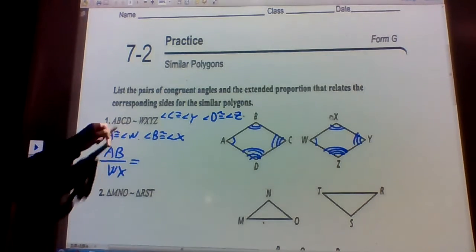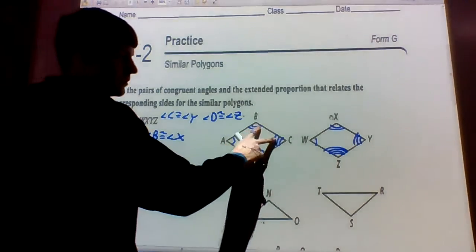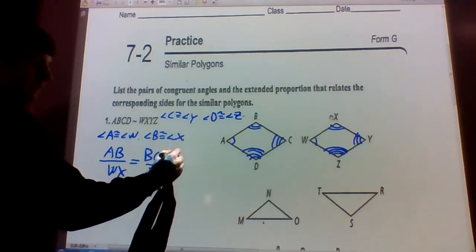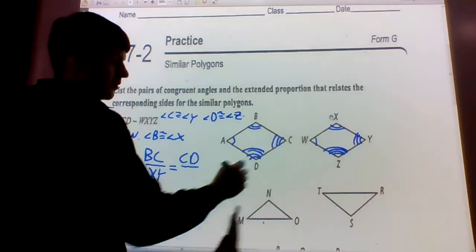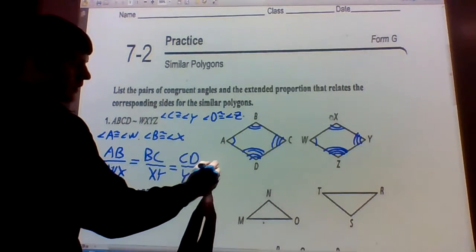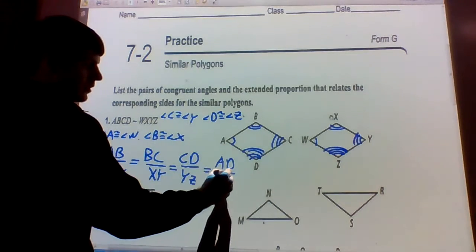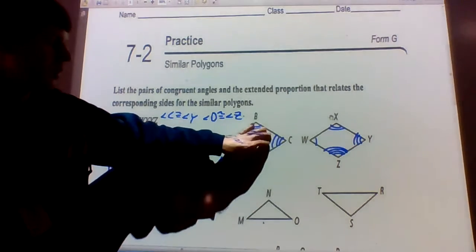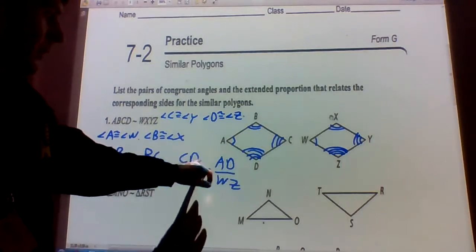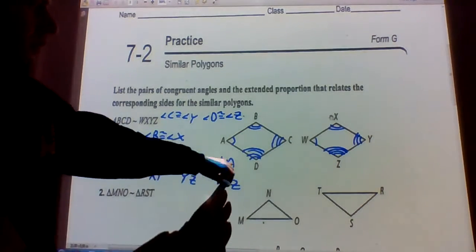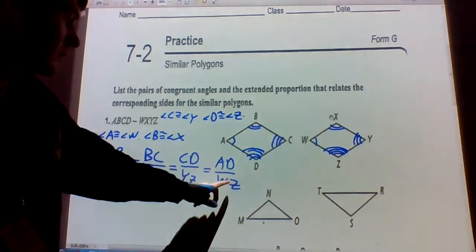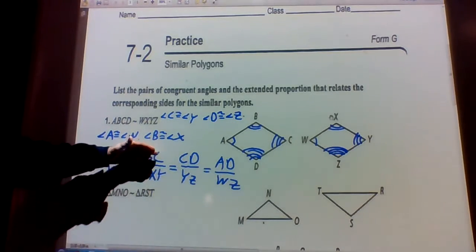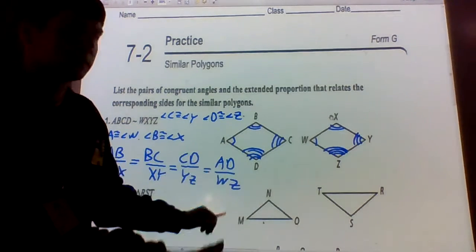The next one, BC. So BC is between the 2 and the 3. That's going to relate to X and Y. Okay. CD is going to match up with YZ. Okay, and then AD is going to match up with WZ. If your numerator comes from the first figure, it needs to come from that figure each time, right? All 4 of these are the 4 sides of the first figure, and the denominators are all coming from the second figure. Okay, and then they match up. AB with WX, BC with XY, CD with YZ, and AD with WZ.